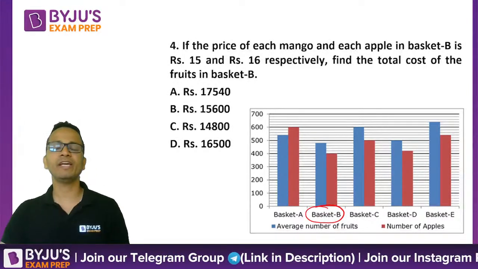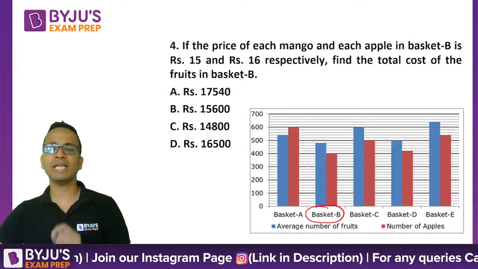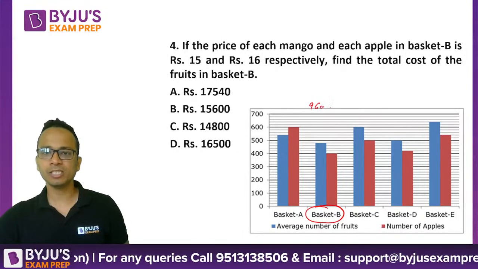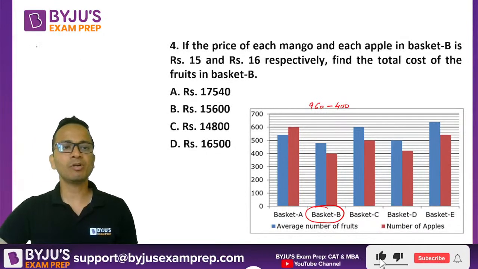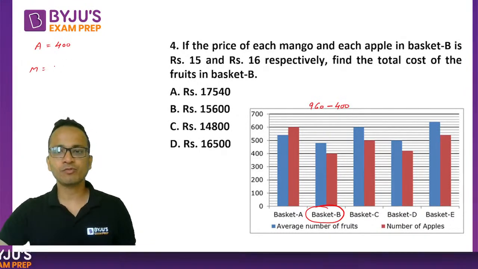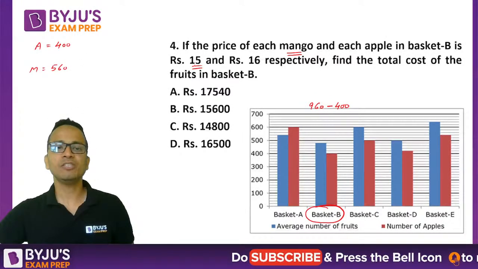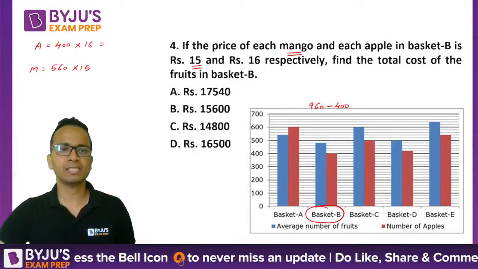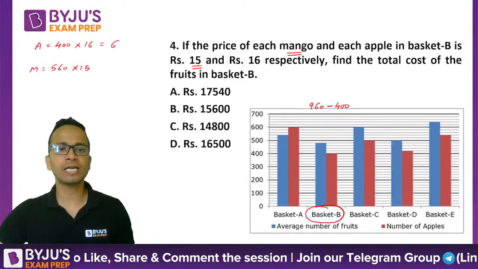This is what you will find in your actual examination. Okay, so basket B, let us separate the number of mangoes and apples. So total number of fruits will be 480 into 2, that is 960. Total number of fruits minus the number of apples, that is 400. So number of apples we know is 400. Number of mangoes will be 960 minus 400, that is 560. Now what is the cost of a mango? Mango costs 15 rupees. So multiplied by 15. And what is the cost of an apple? 16. So multiply 16. So total cost or total money involved for apples will be 16 into 400, that is 6400.